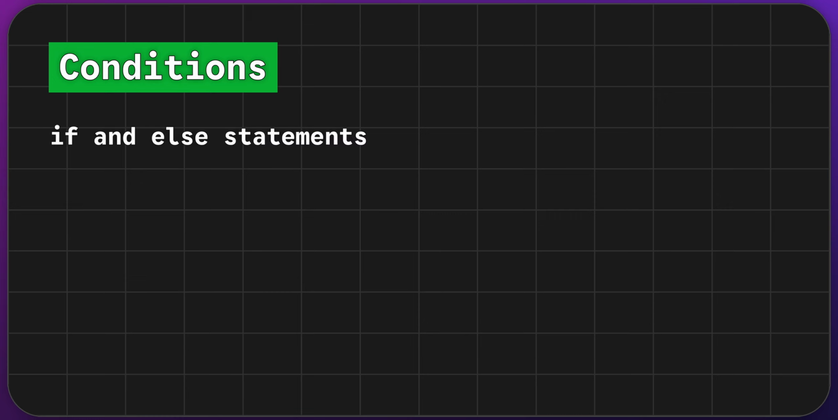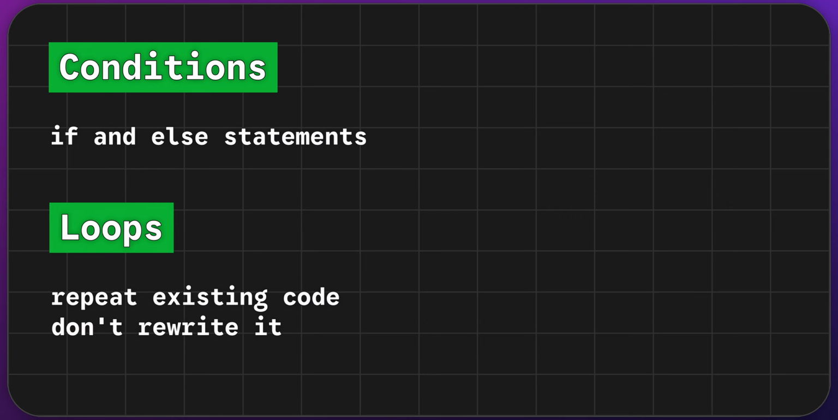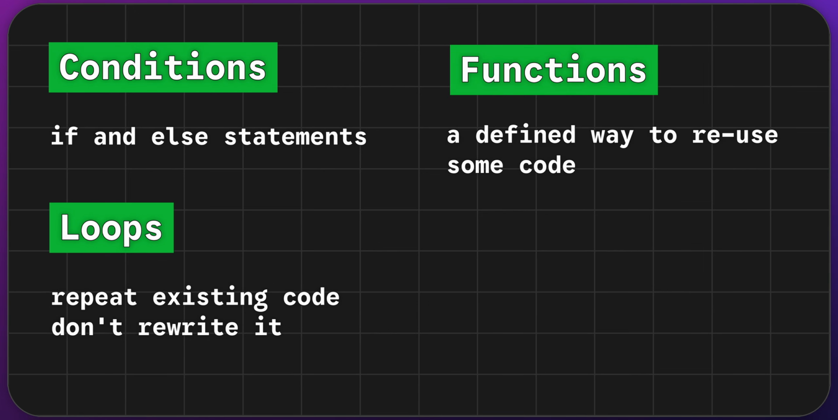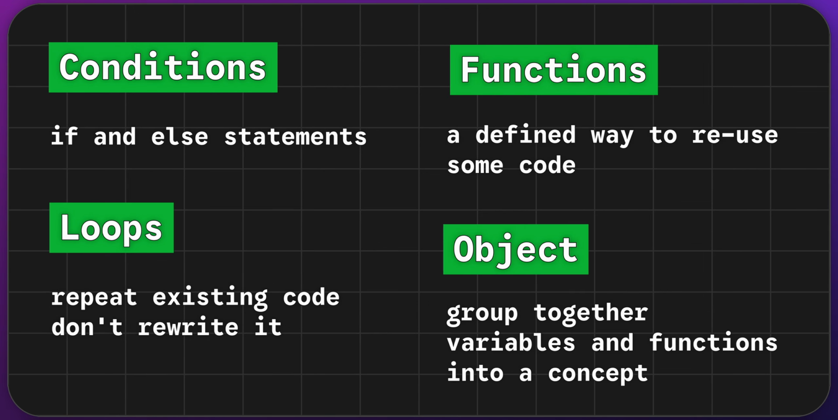Conditions like if and else are just about making decisions. Loops are just a way to repeat a block of code. Functions are reusable tools to perform a specific job. And objects, from object-oriented programming, are ways to bundle related variables and functions. Programming is not magic, it's just about learning the specific way to describe these things to a computer.